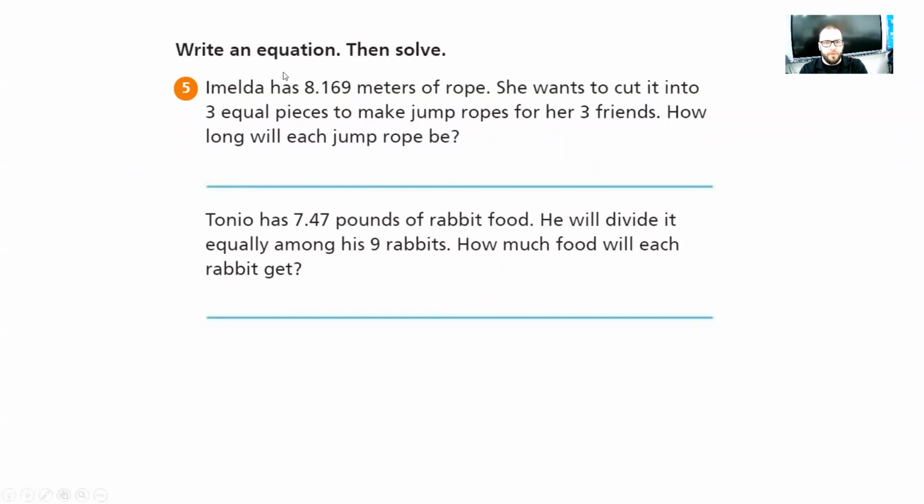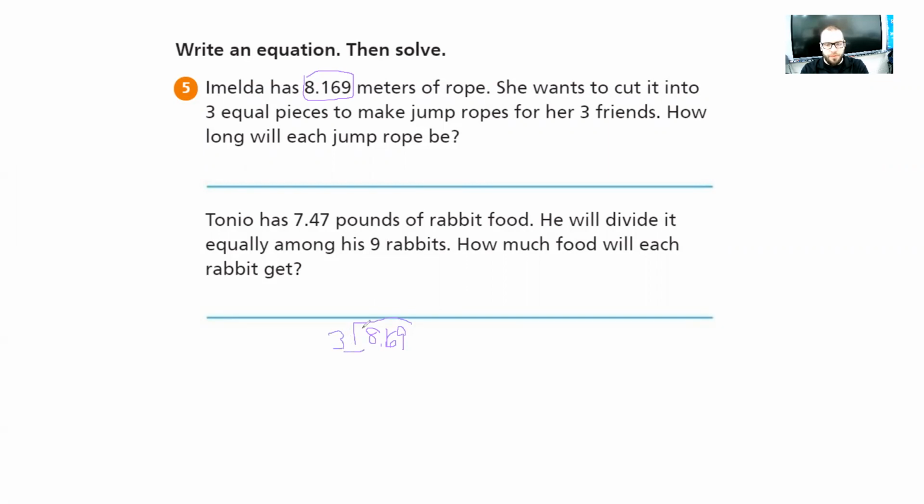Number 5, it says, Imelda has 8 and 169 thousandths meters of jump rope. She just wants to cut it into 3 equal pieces for her 3 friends. How long would each one be? So we're going to take our 8.169. I'm thinking about abandoning this and just dividing on paper.